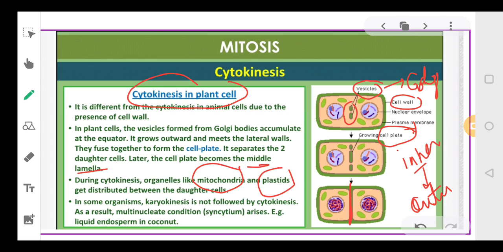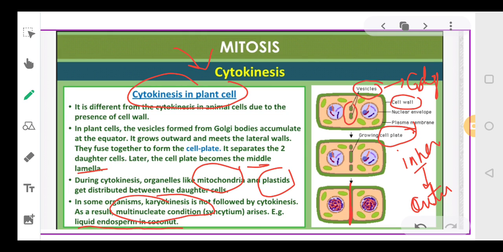Now in case, see, in most of the cells after the karyokinesis there is cytokinesis, but in some cells there is no cytokinesis after the karyokinesis. So if cytokinesis, that is the cytoplasm, does not divide after nucleus division, then in that case a multinucleate condition is present. A single cell will contain many nuclei if its cytoplasm does not divide, and this is the case that we observed in case of liquid endosperm which is present in coconut.